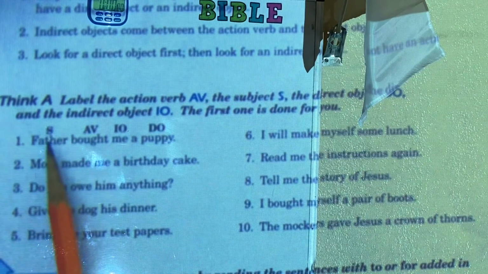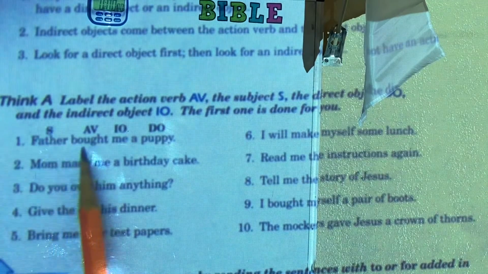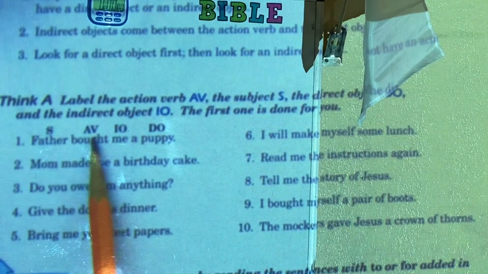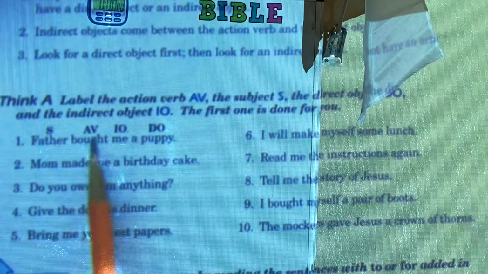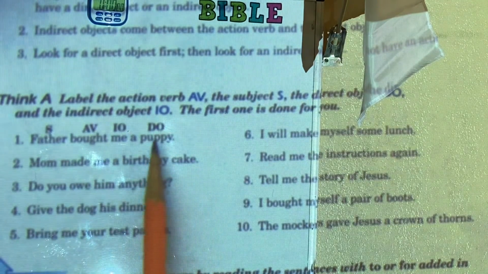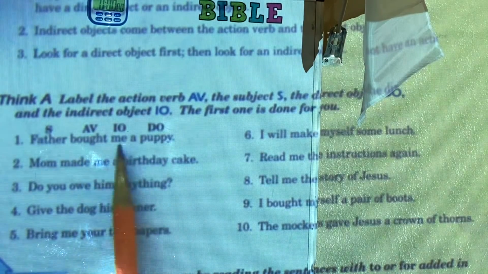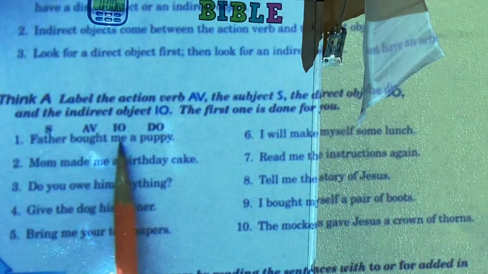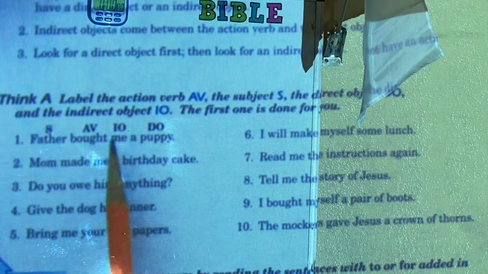Father is the subject. What did father do? Bought. So that's the action verb. And what did the father buy? Puppy. Puppy is the direct object. And who did he buy the puppy for? Me. So me is the indirect object.